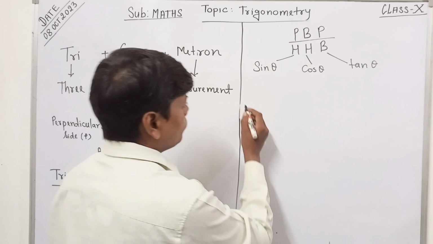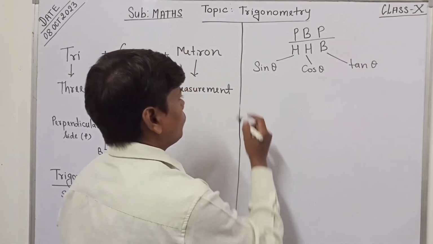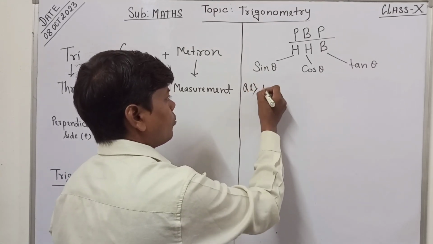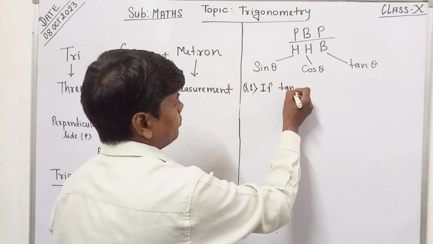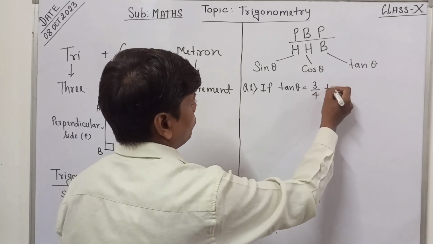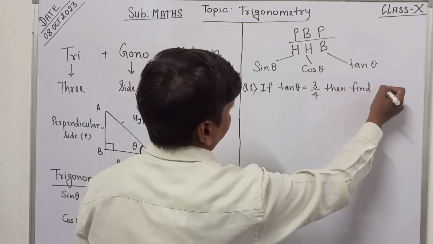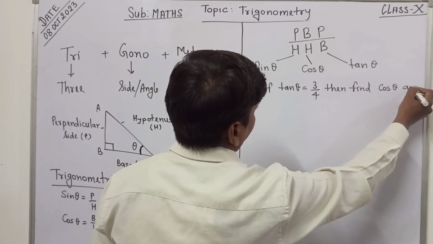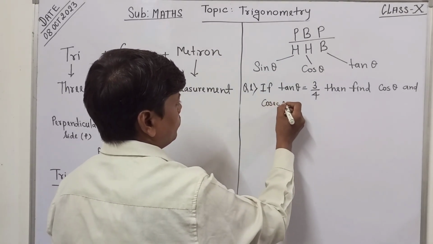Okay, now let us solve a question. Question 1. If tan theta is equal to 3/4, then find cos theta and cosec theta.